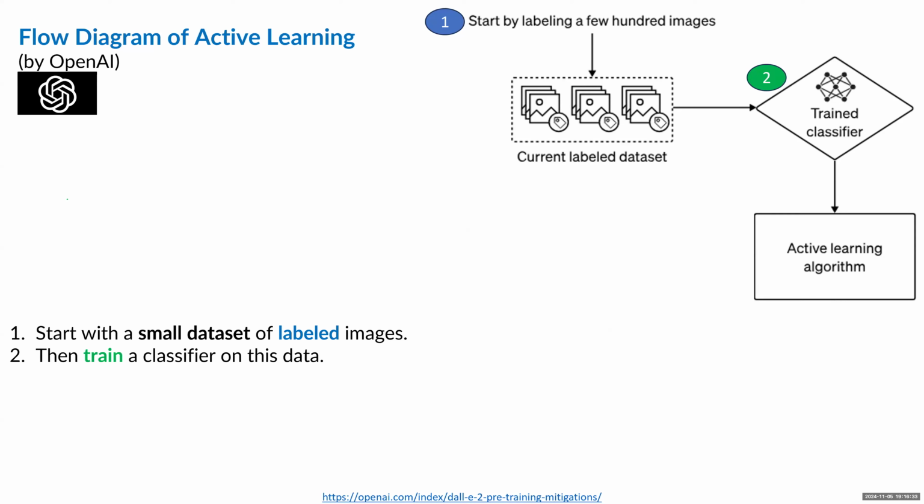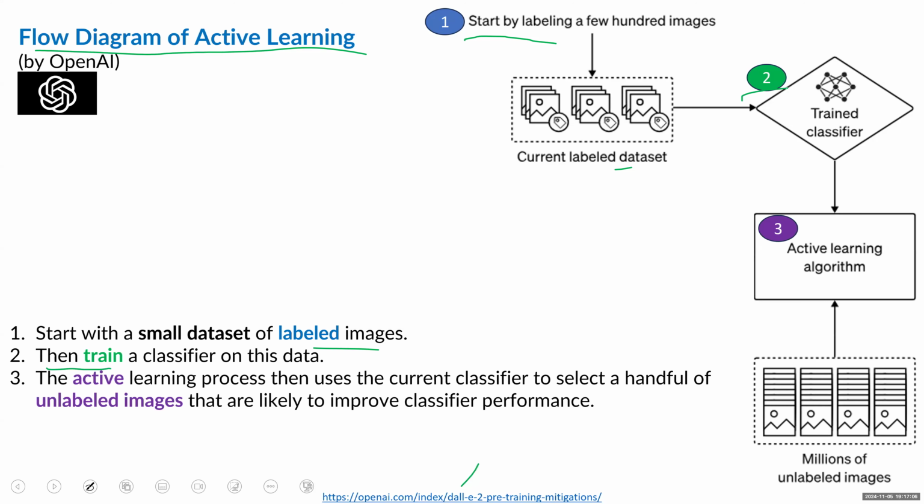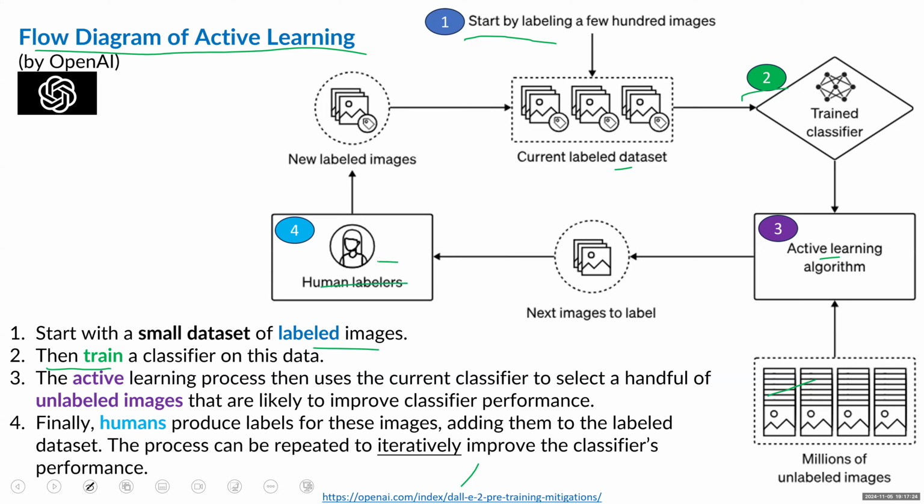Now from OpenAI, let's see how they explain the flow diagram of active learning. You can read from this website in detail, but step number one is to start by labeling a few hundred images, the current labeled data set. So start with a small data set of labeled images, then train a classifier on these data. Number three, the active learning algorithm uses the current classifier to select a handful of unlabeled images, to improve the classifier performance. Finally, human labelers look at those and iteratively improve things. So human labelers help, and then there is new labeled data, and through this, a nice cycle, they are learning. This is called active learning.